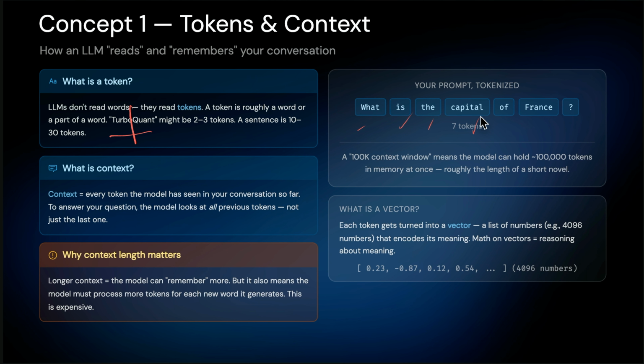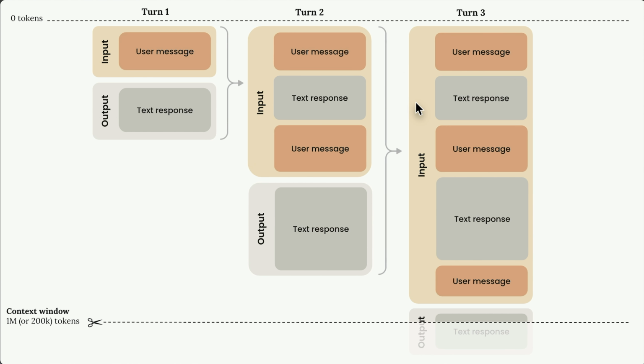Now the second thing is context. Context means every token that the model has seen in your conversation so far. The model takes a look at all the previous tokens and not just the last one. To simplify this, let's say in turn one, this is your input, your user message, and this is the text response. In the second turn, the response that gets generated also goes into the context.